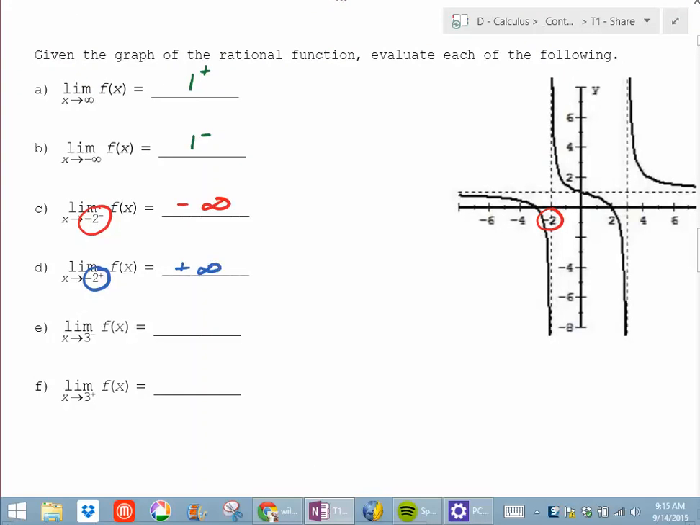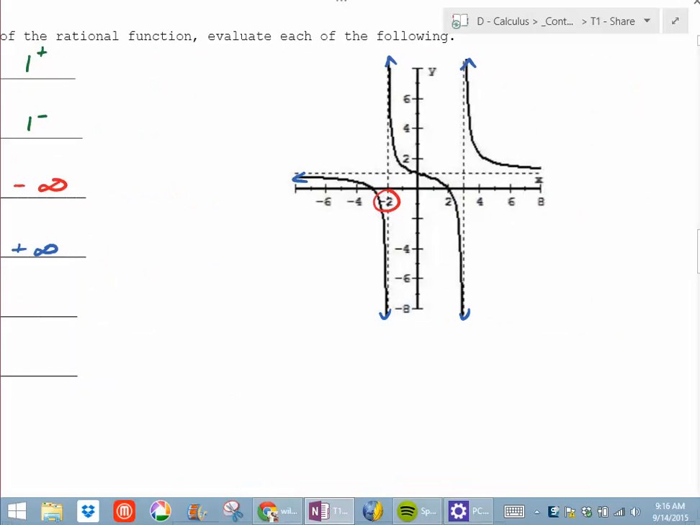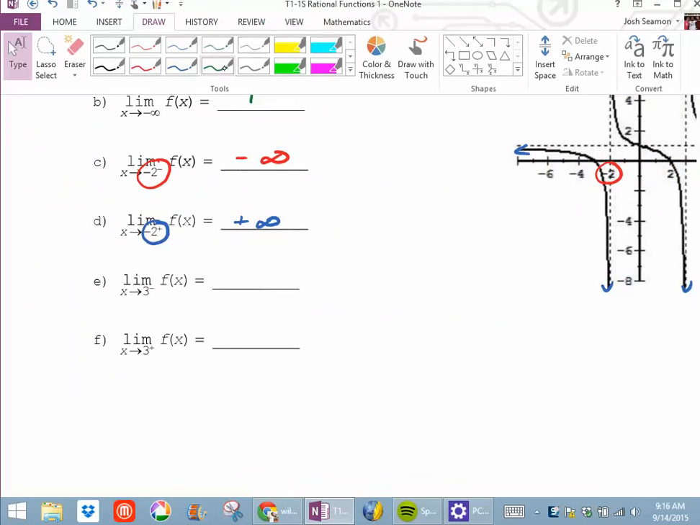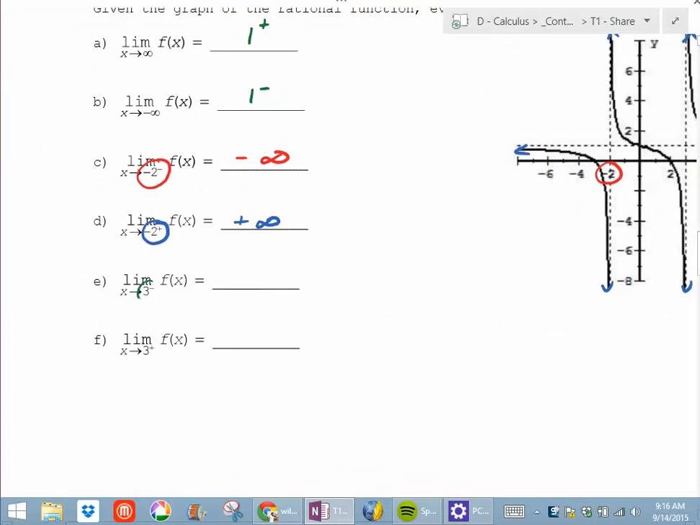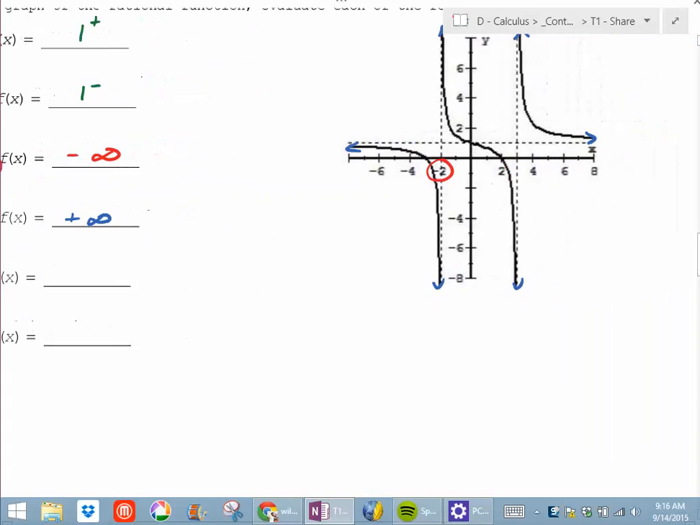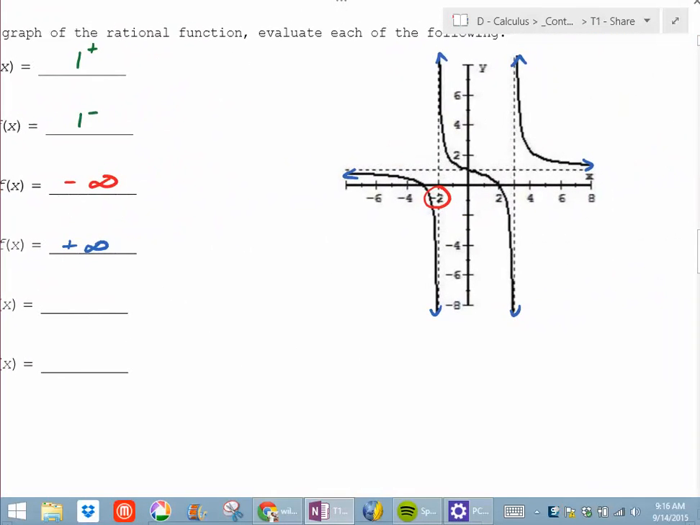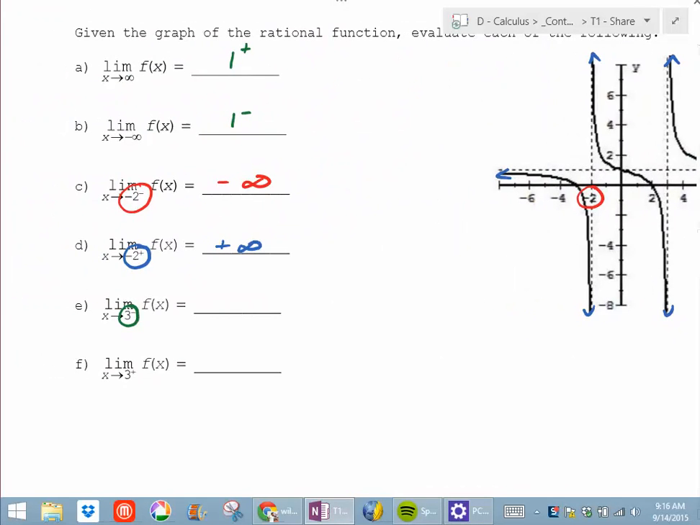I like the arrows on these. I should put arrows on these. Is that better? Does that make you feel better? Exactly. Nice. Okay. Who wants to tell me the next two? Let's go back to green here. 3 from the left. So as x approaches 3 from the left, who wants to answer that one? Liv.